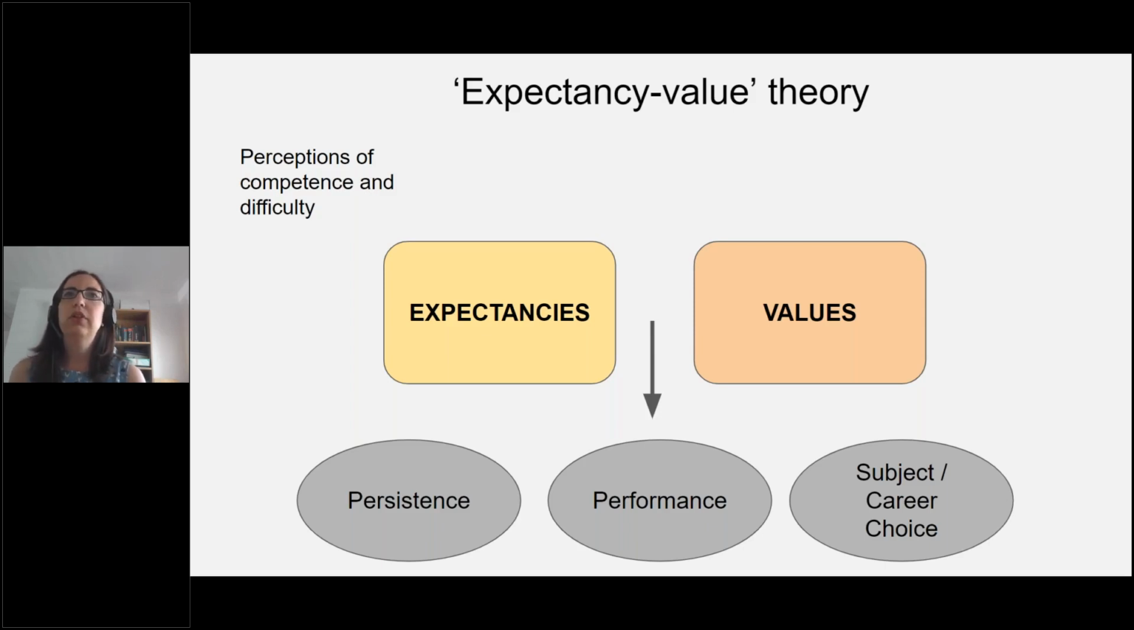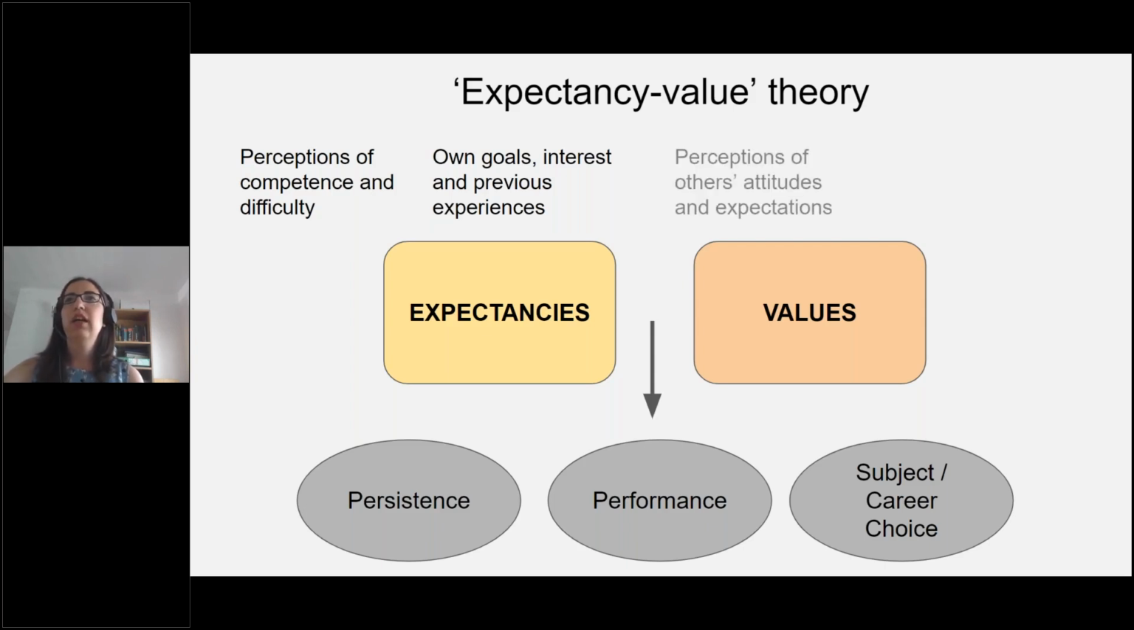So one individual factor is perceptions of your own competence and the difficulty of the subject, and we know that this can affect your persistence and also how well you perform, and therefore leads on to a problem with choosing it as a subject or career. As I already mentioned, your own goals, your own interest, and your own previous experiences of taking that subject can affect all of these things.